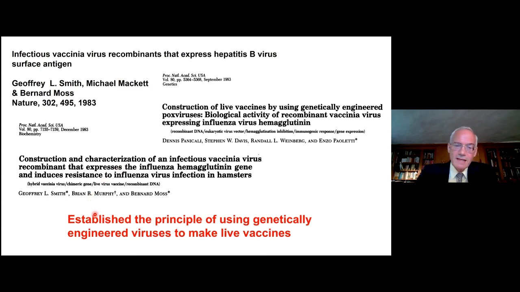And this established the principle of using genetically engineered viruses to make live vaccines, a principle that has been applied subsequently to many other viruses and indeed microorganisms. And indeed, in the response to the SARS coronavirus 2 epidemic, this technology has been used to make several vaccines, including the one based on adenovirus that came out of Oxford.